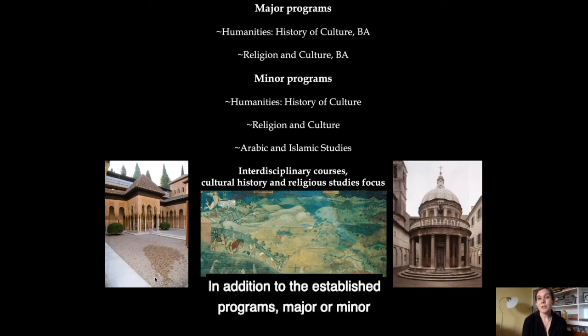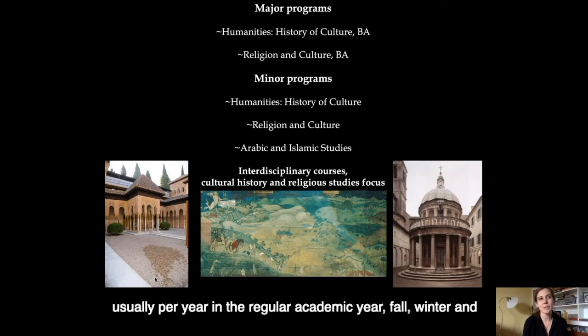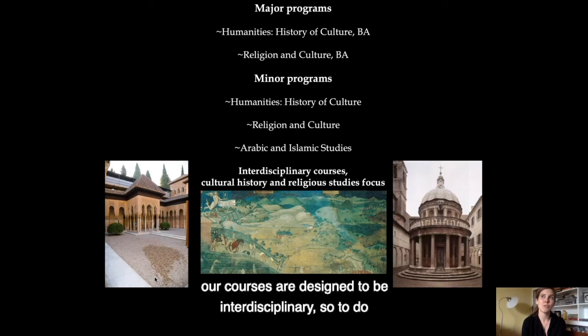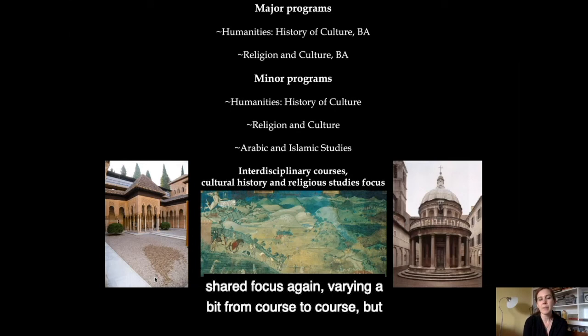In addition to the established major or minor programs, the department also offers a wide variety of courses. We offer about 55 different course sections usually per year in the regular academic year of fall, winter, and spring, and a handful of online courses in summer terms. All of our courses are designed to be interdisciplinary, so to draw on the humanities in that way that brings different kinds of perspectives together as fits the particular subject of the class. While they're interdisciplinary, our shared focus, again, varying a bit from course to course, that you'll find across the department is an emphasis on cultural history.